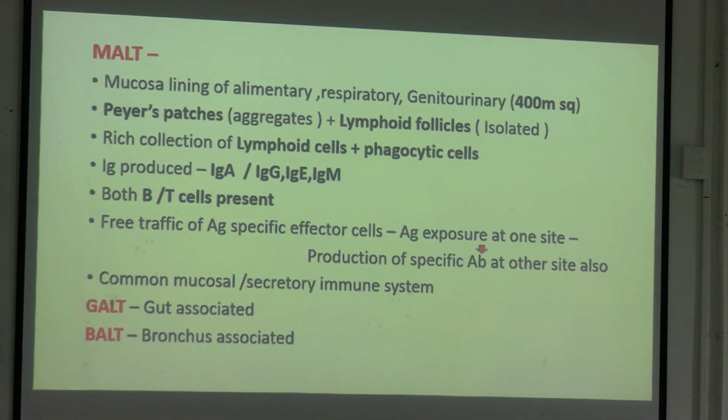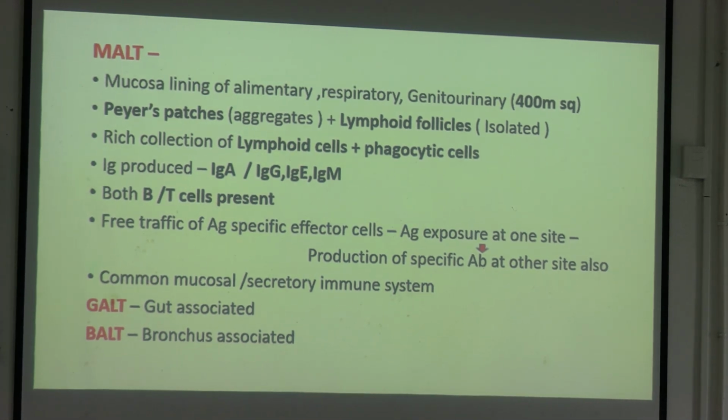Now, coming to the MALT cells, again, they are rich in collections of lymphoid and phagocytic cells. The Ig produced are G, A, M and E, but primarily they produce A and G. Both B cells and T cells are present, and as I said, they are the common mucosal or secretory system. They are present in the gut, respiratory and genitourinary system, and the total area is approximately 400 square meters of MALT tissue in our body. It is approximate data, not an absolute value.